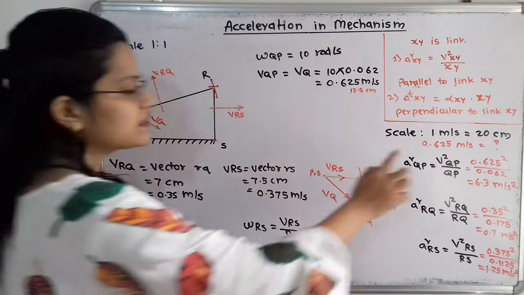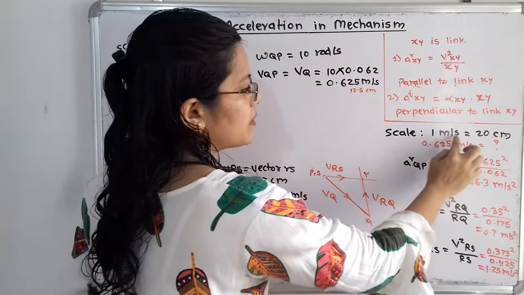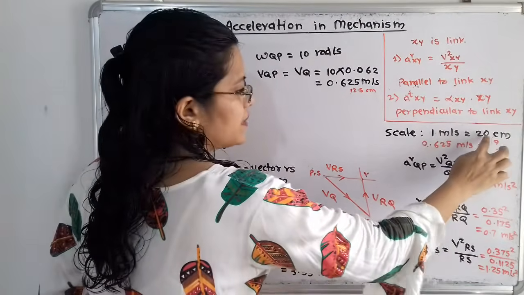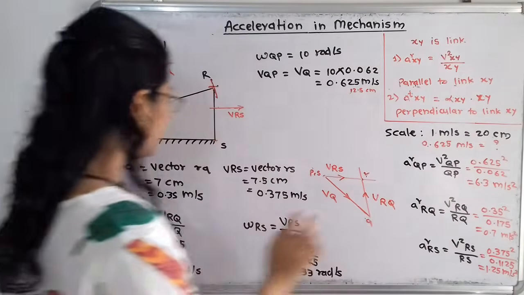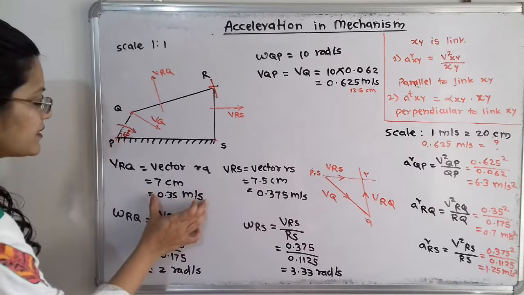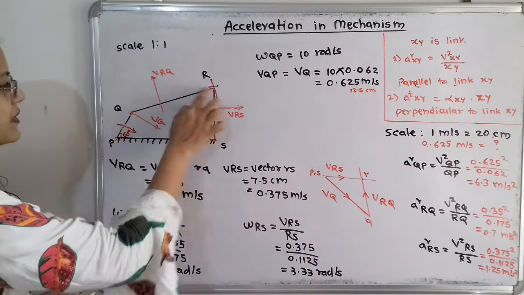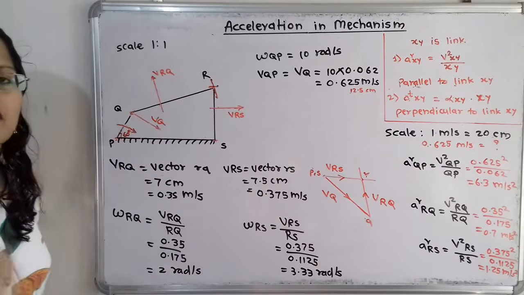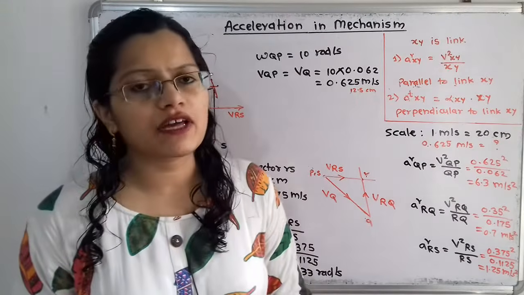So from this 7 centimeter, here is the scale. 1 meter per second is equal to 20 centimeter. So for 7 centimeter, we have to take 7 divided by 20. That is 0.35 meter per second. So here this is the velocity of R with respect to Q. And here I have shown the direction.